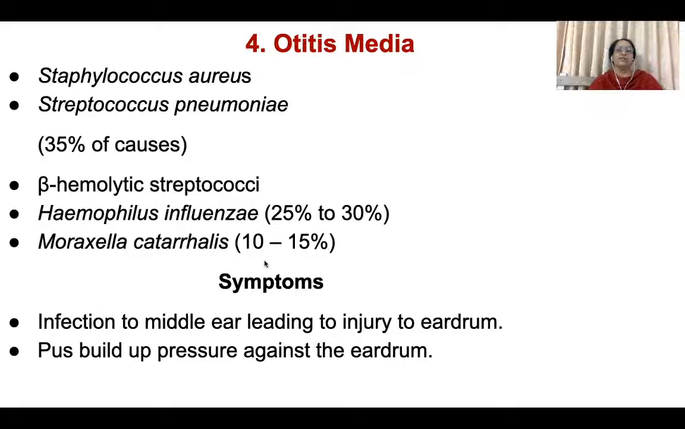Next disease is otitis media. Staphylococcus aureus is a causative agent of it. With that, in 35% of cases of otitis media the cause is Streptococcus pneumoniae. Then beta-hemolytic streptococci, Haemophilus influenzae, and Moraxella catarrhalis are some other causative agents of this otitis media.